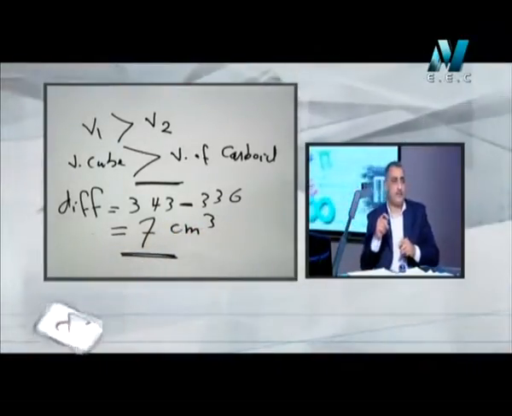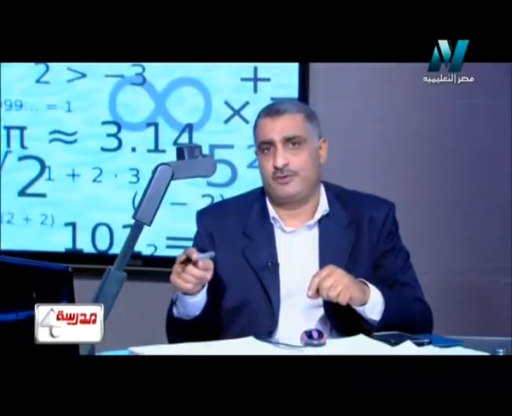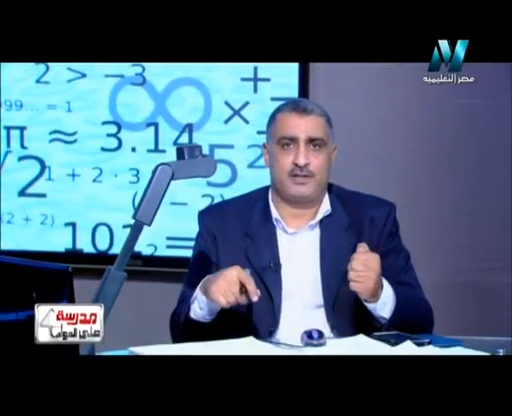First of all, my dear student, the idea is constant: we have to find which one is bigger in volume. Whatever the two containers, we have to find the volume of the first container, whether cube or cuboid, and the volume of the second container. Just apply the rule, and compare between the two results. V1, volume of a cube, 343 centimeter cube. V2, volume of a cuboid, 336 centimeter cube.